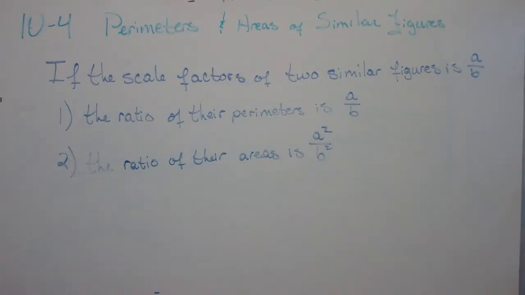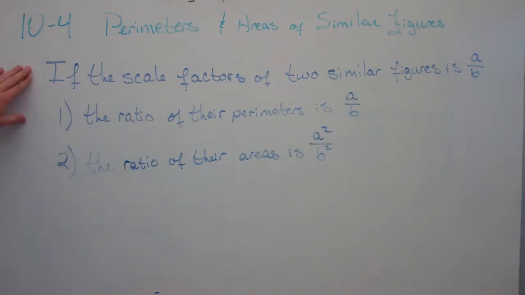Alright, this video is on 10-4, perimeters and areas of similar figures. Now, this is a relatively simple section. If the scale factor of two similar figures is A over B, we've already dealt with scale factors. It's basically the ratio of the sides, right?